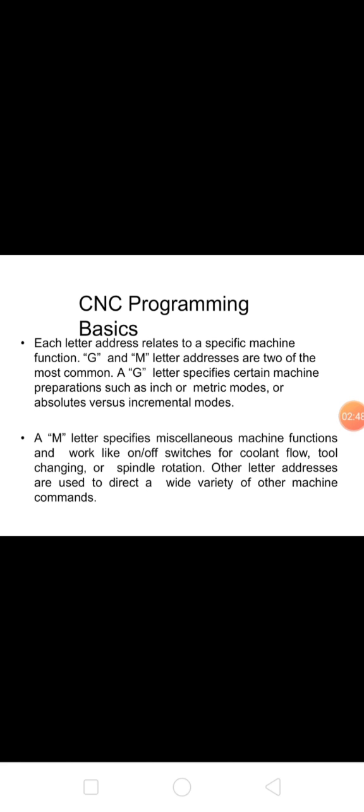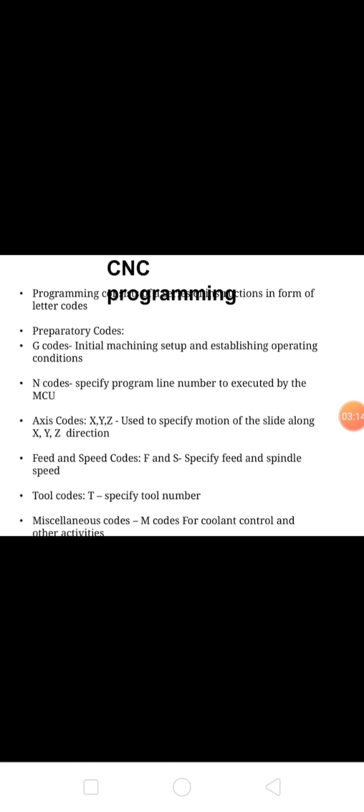What do the G letters denote? The G letters denote the metric mode, absolute versus incremental mode, and some machine preparations. And the M letter denotes machine functions like coolant flow, tool changing, spindle rotation, etc. Some G codes are used for initial setup and establishing operating conditions.